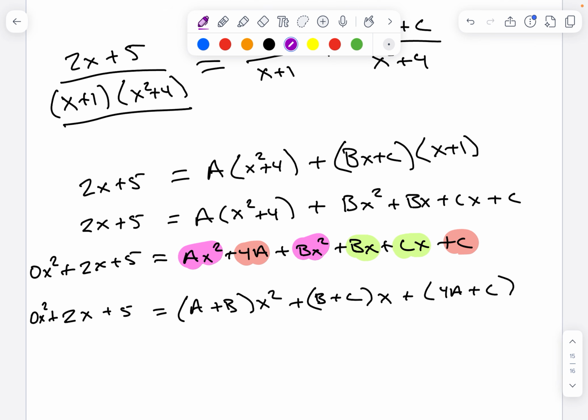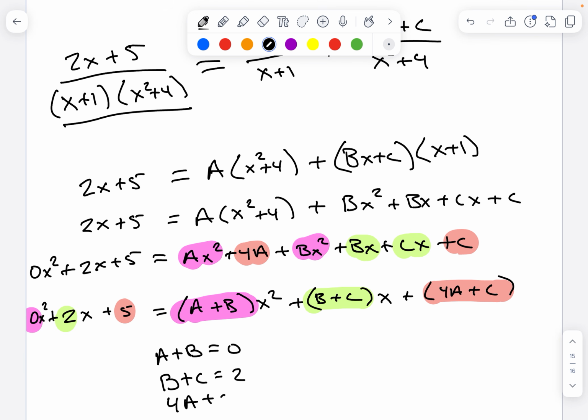So now that we have it all the same, our x squared value needs to be equal to 0. Our x value, B plus C, needs to be equal to 2. And our non-x values need to be equal to 5. So rewriting this, we get A plus B is equal to 0, B plus C is equal to 2, and 4A plus C is equal to 5. I'm going to let you solve these on your own, with whatever method you choose.